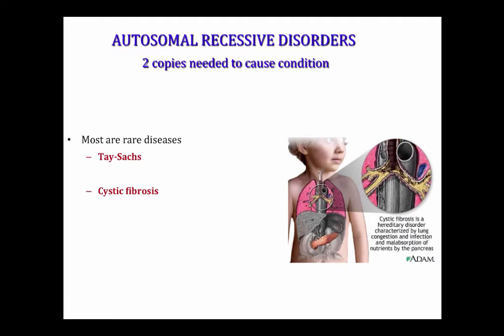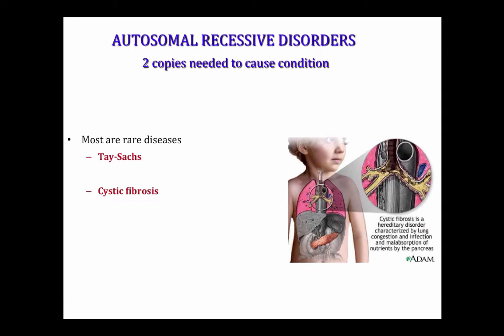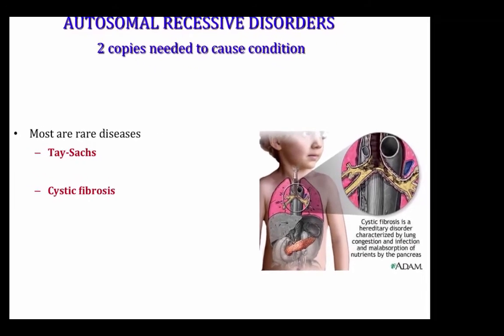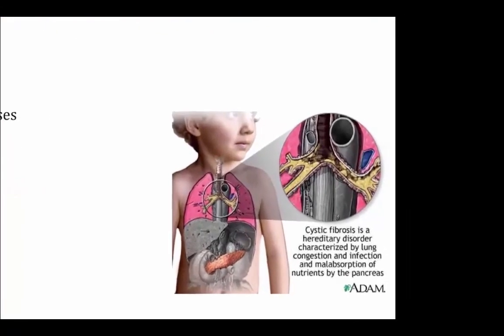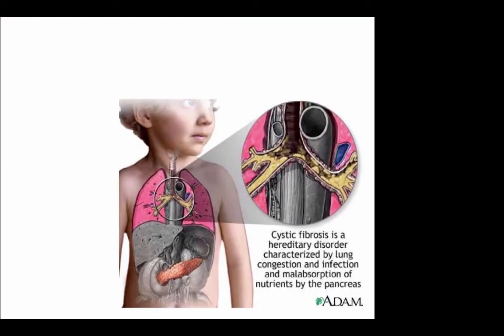Tay-Sachs disease is a disease that's found in Eastern European Jews. It's characterized by progressive degeneration of the nerves, leading to paralysis and death, usually by age 3. Cystic fibrosis is probably the most common genetic disease in the United States. There is no cure for it, but with medication, therapy, and proper nutrition, individuals may live into their mid-30s.